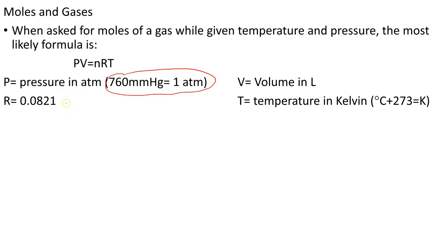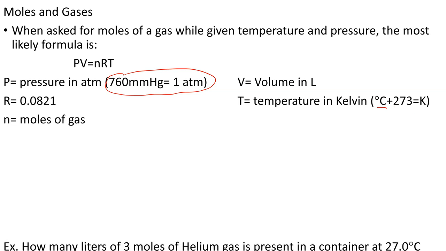R is 0.0821. Temperature is always going to have to be in Kelvin. So what you have to do is take your Celsius temperature and add 273, and it gives you your Kelvin temperature. This is always the case, so there's no way around that. And then there's your moles of gas.